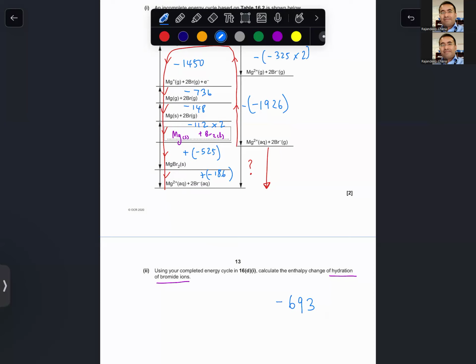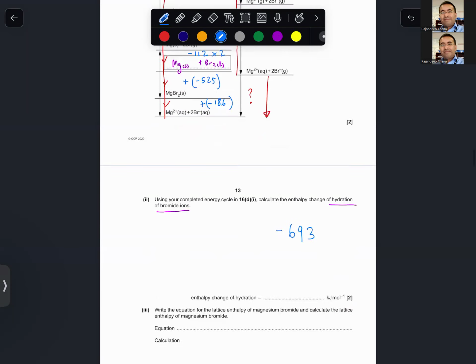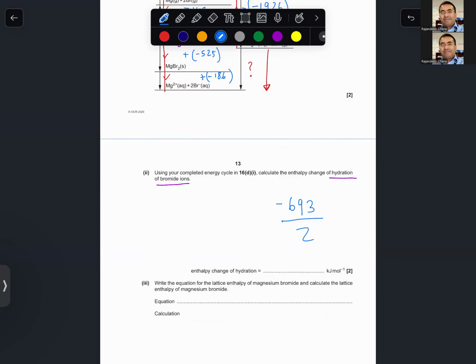Enthalpy change that takes place when 1 mole of isolated gaseous ions is dissolved in water, forming 1 mole of aqueous ions under standard conditions. So this idea that 1 mole of aqueous ions are formed from gaseous ions dissolved in water. And this answer we got here is for 2 moles. We divide that by 2. Minus 346.5. Yep, that's correct as well.